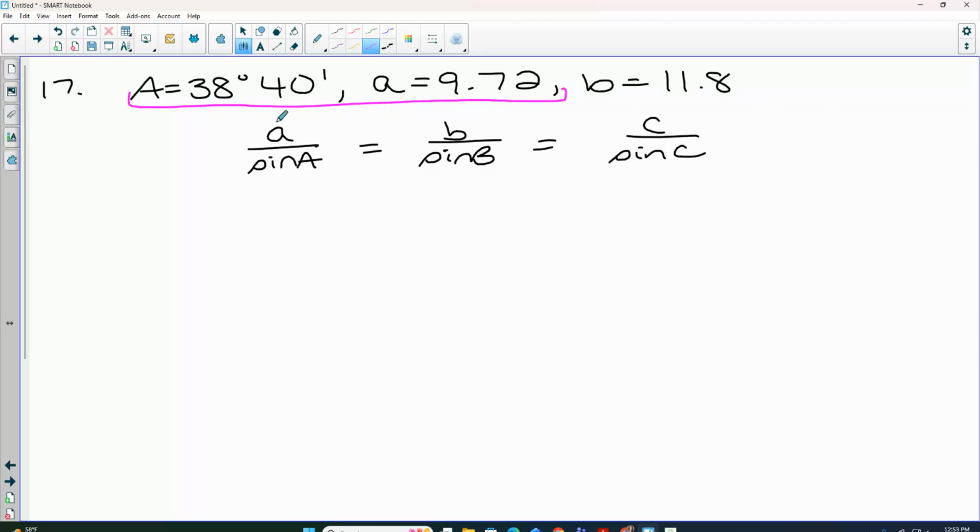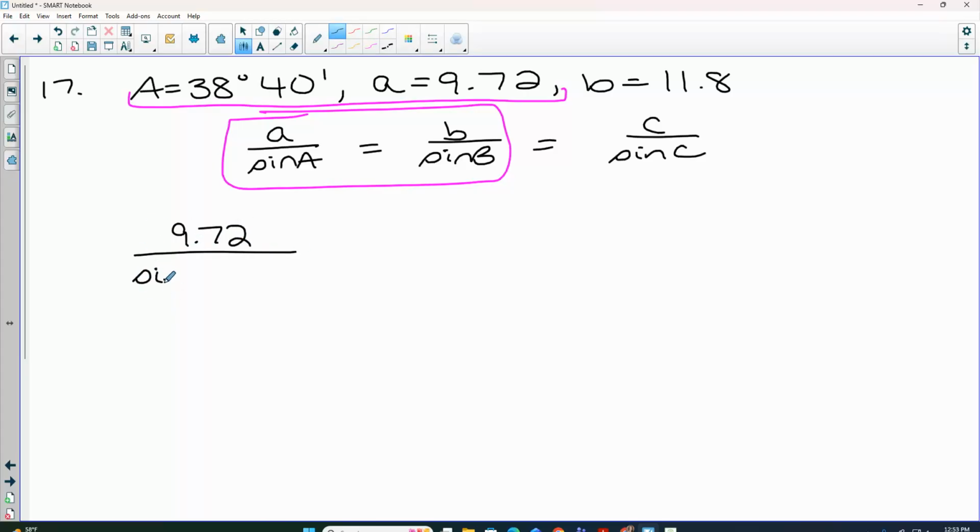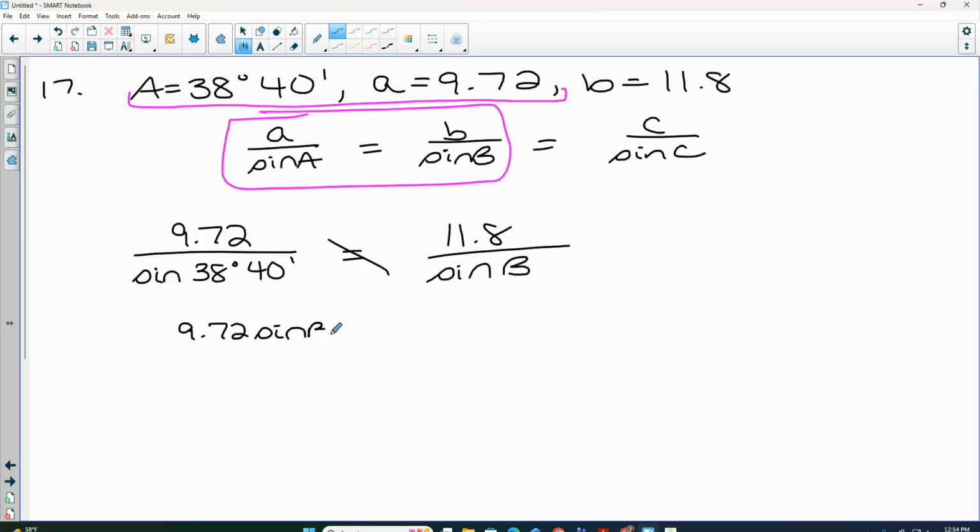The other one I'm looking for is B, so I'm going to use this ratio. So A, 9.72, for the sine of 38 degrees, 40 minutes, equals B, 11.8, over the sine of B. So if we cross multiply, then we can divide the 9.72.